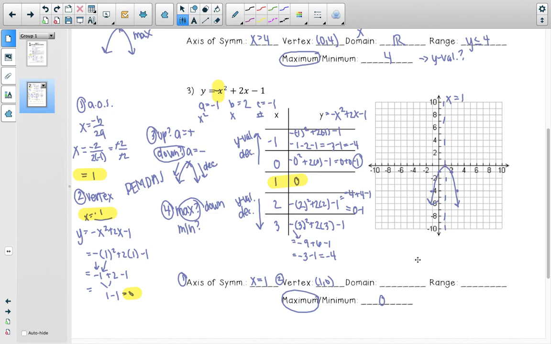Okay. Domain for quadratics is always, always, always all real numbers, because it's going to keep going left and it's going to keep going right. So it's going to get all x values. Okay. Range: the highest value is 0. So everything's below this. Everything from here on down is below. So that means y is less than or equal to 0.